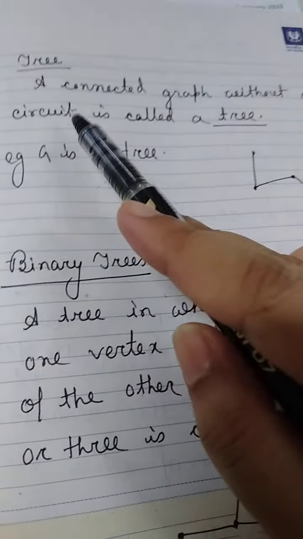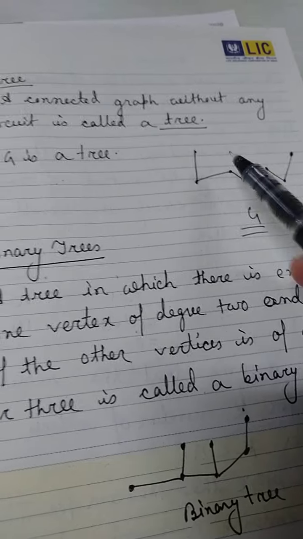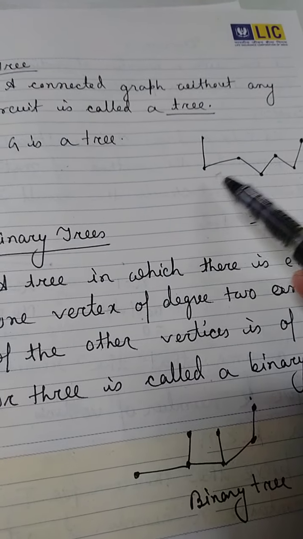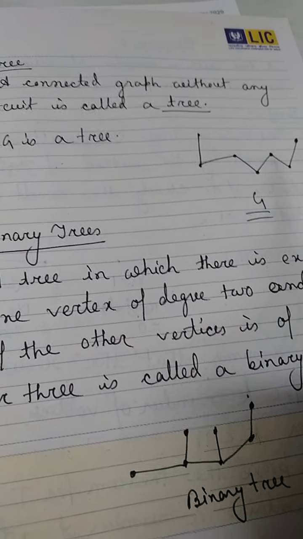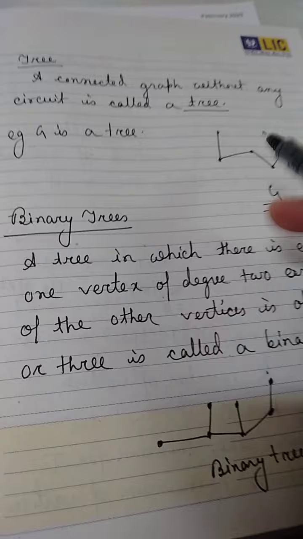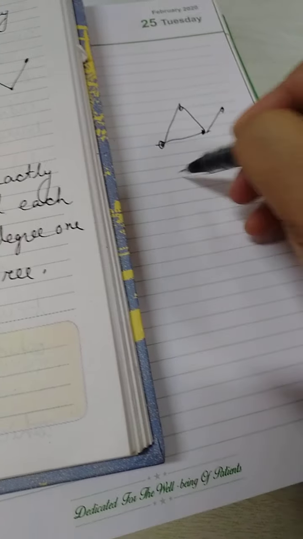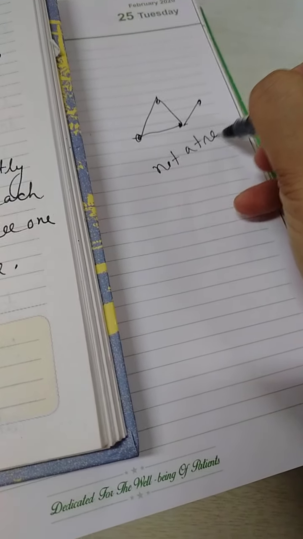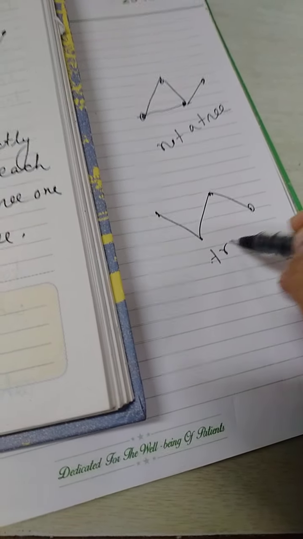Next is tree. A connected graph without any circuit is called a tree. So that means in the graph G there will be no closed structure. That is, the graph is without any cycle or circuit. Tree means no closed structure is there. That means for this one, this is not a tree, but for this one, this is a tree.